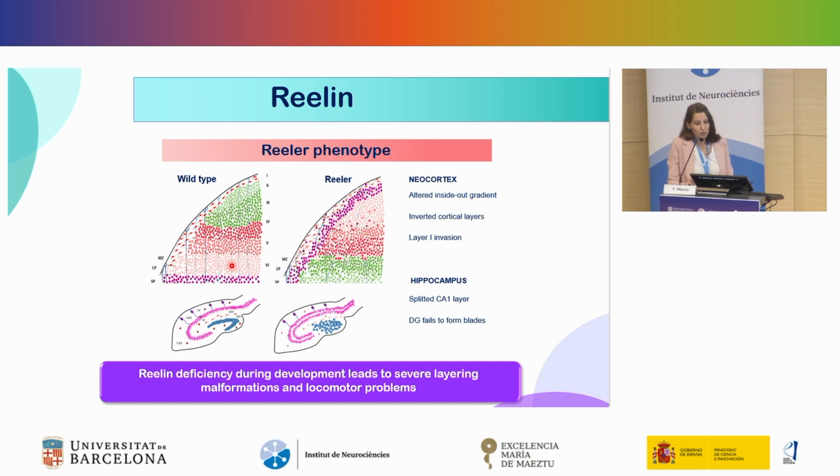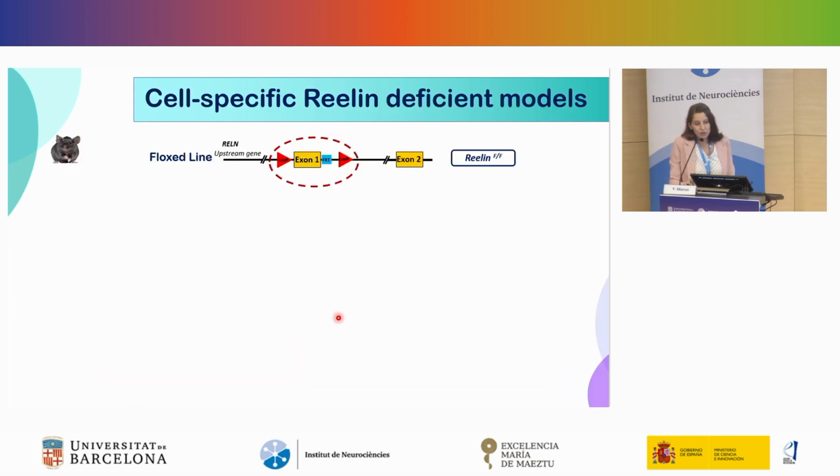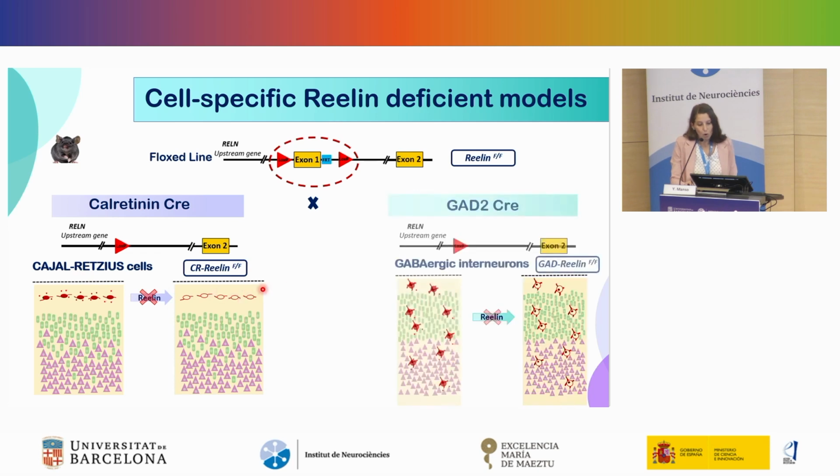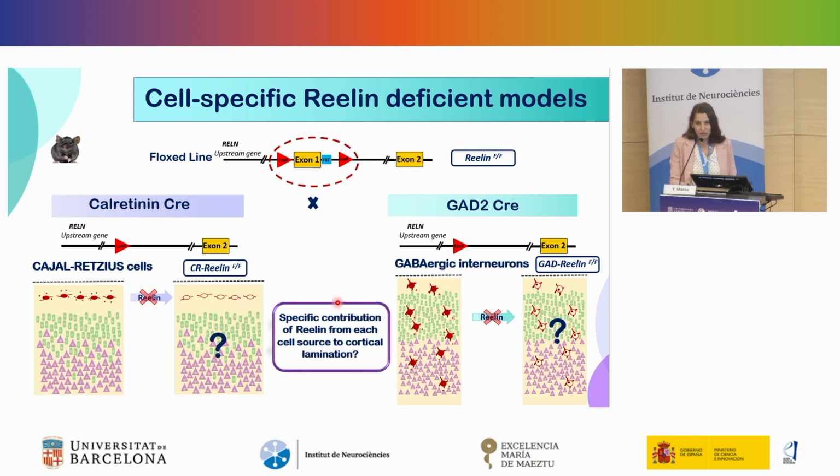The absence of Reelin during development leads to a very distinctive phenotype known as Reeler. Reeler mice are characterized by dramatic lamination alterations that include inversion of cortical layering, invasion of layer 1, or failure in the formation of the dentate gyrus blades. To further understand the role of Reelin in cortical lamination, we developed two transgenic lines in which exon 1 of the Reelin gene is inactivated either in calretinin-expressing cells, such as Cajal-Retzius cells, or in GAD2-expressing cells, such as GABAergic interneurons. Our objective was to understand the specific contribution of Reelin from each of these cellular sources to cortical lamination.